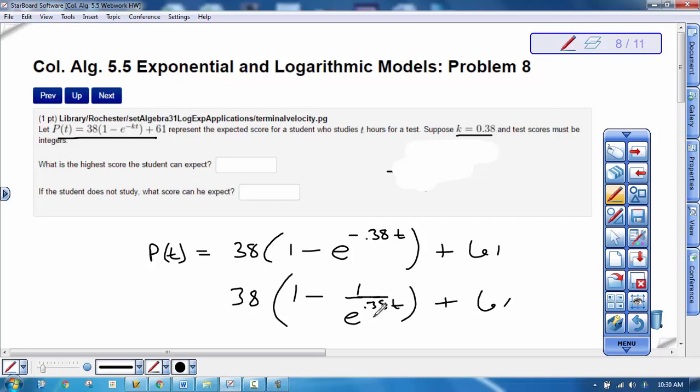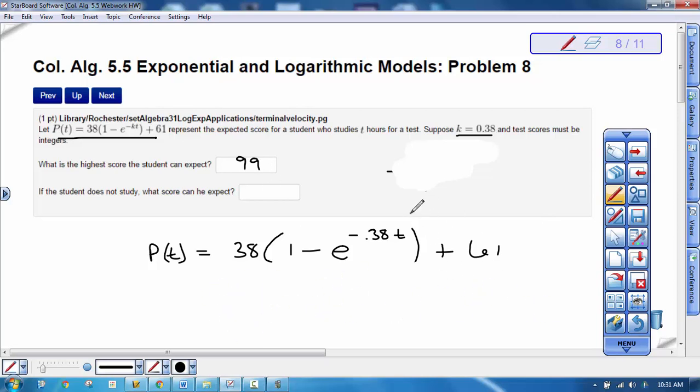And so you can see if I rewrite it like this, as t gets big, so as you study more and more, if you study like 100 hours, this right here is going to get really small and go to 0, because the bottom's getting bigger. So if that's the case, then this drops out, and you just have 1 times 38 plus 61, which gives you a 99%. So the best that you can score if you study thousands of hours is a 99%.